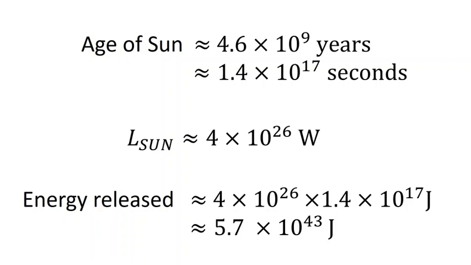So the answer is roughly 4 times 10 to the 26 watts times the lifetime in seconds. Joules per second times seconds will give you joules. And the answer for that calculation is 5.7 times 10 to the 43 joules.